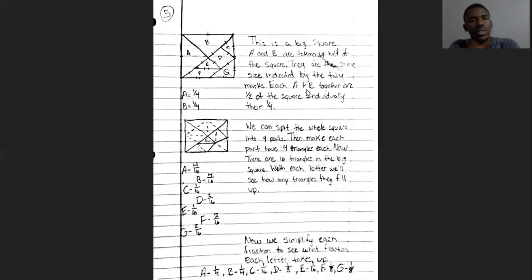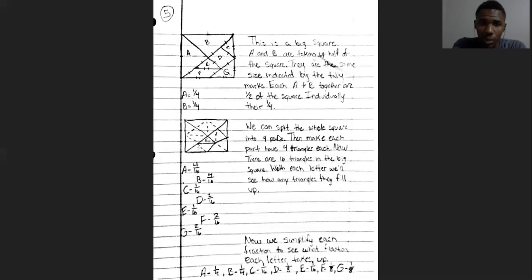And then, so I just said A and B, they're going to equal 1/4 because A and B both take up half of the square. They both only take up half the square, and then they're evenly split up 1/4. Now down here, it gives you a better explanation. I split the triangle into 16 even pieces.